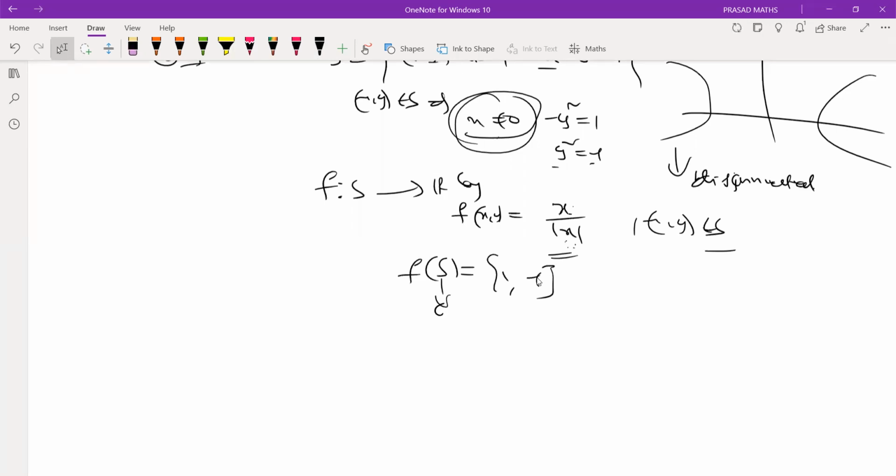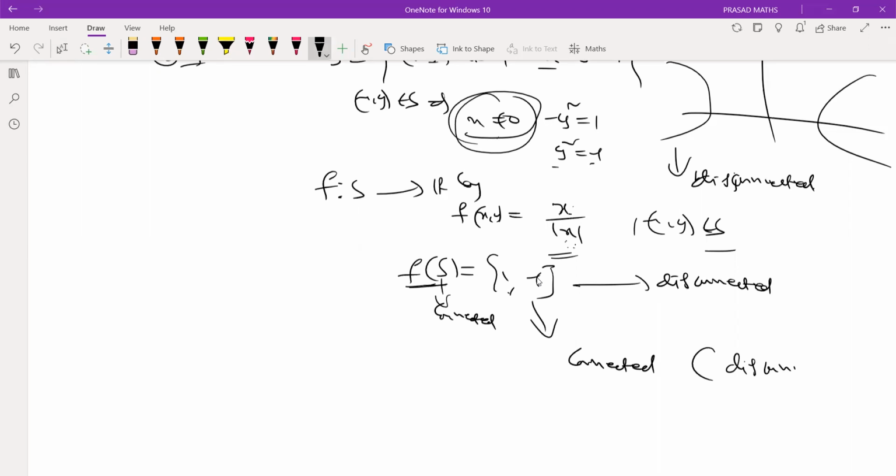Suppose you assume that S is connected. The continuous image of a connected set is connected. Therefore, this must be connected. But is it connected? No, because it's not an interval. It's disconnected actually. Another way, this is disconnected. Why? Because it's not an interval. So contradiction, right? Therefore, it is not connected, right?